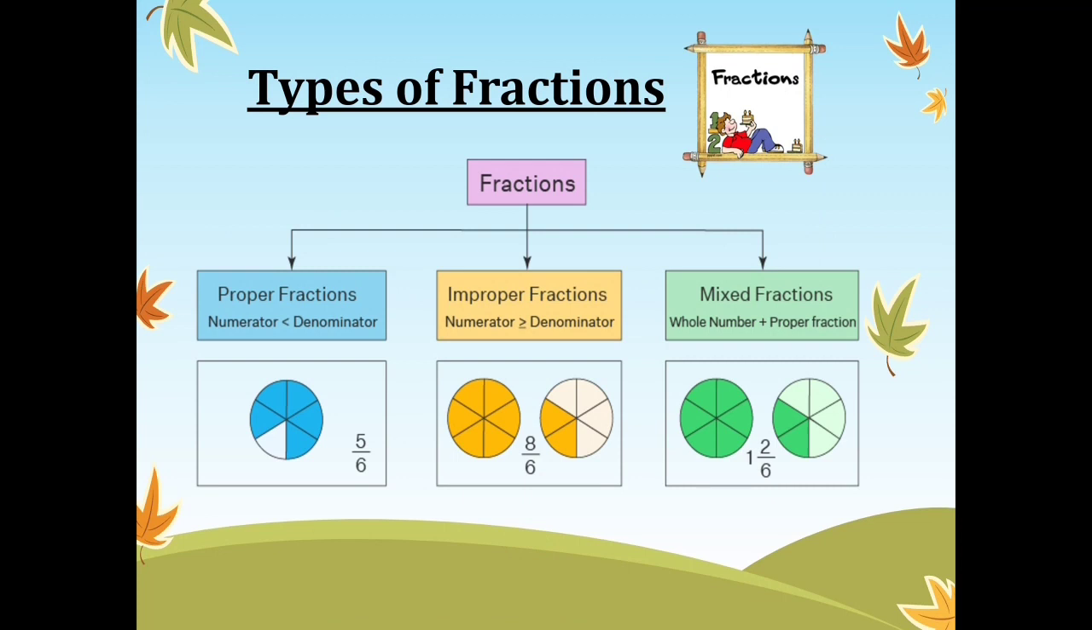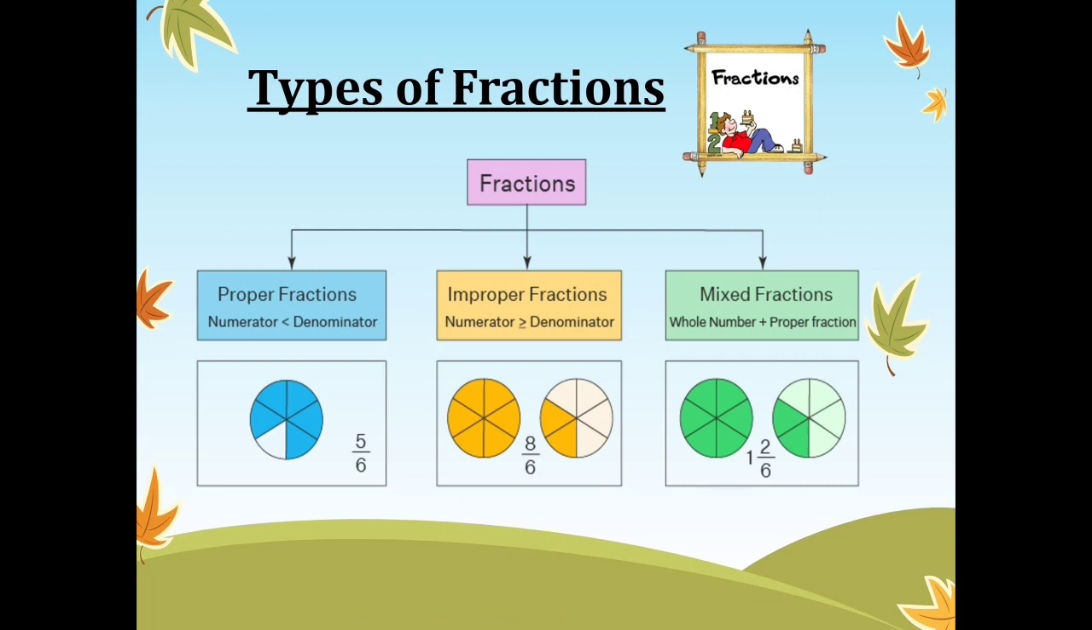Second one is your improper fraction. If your numerator is equal to or greater than the denominator, it means your fraction is said to be an improper fraction. For example, 8 upon 6. In this, 8 is greater than 6. It means it shows an improper fraction.